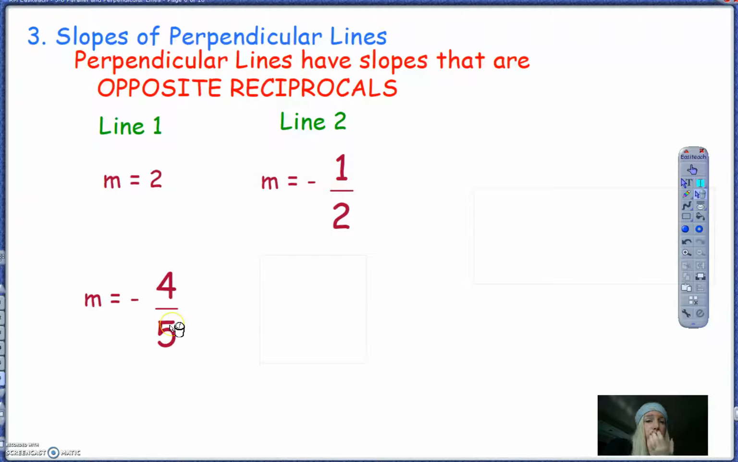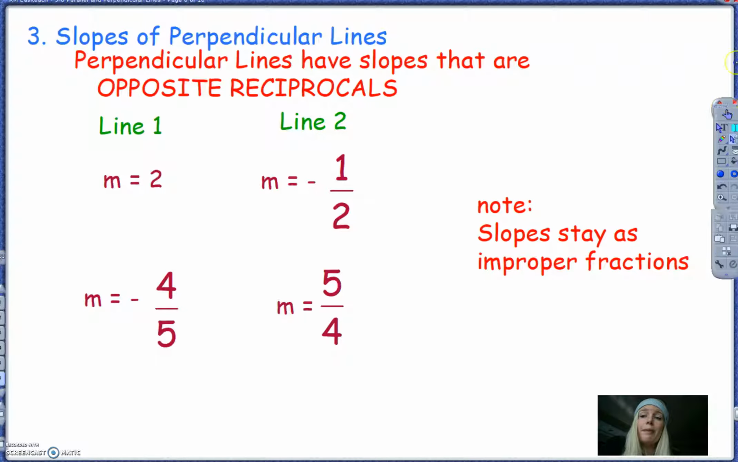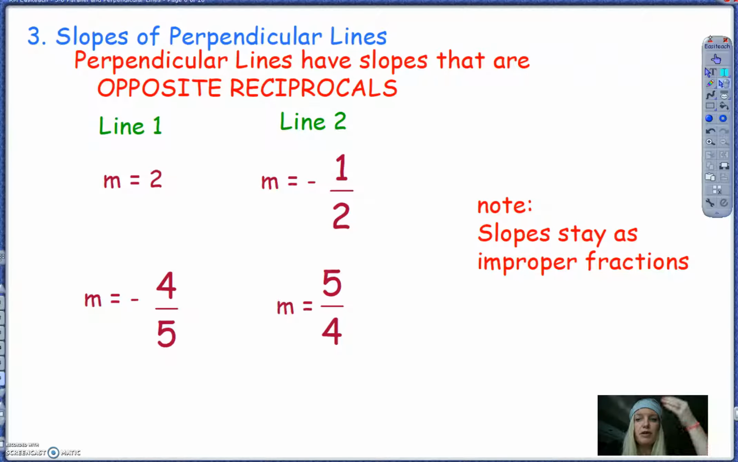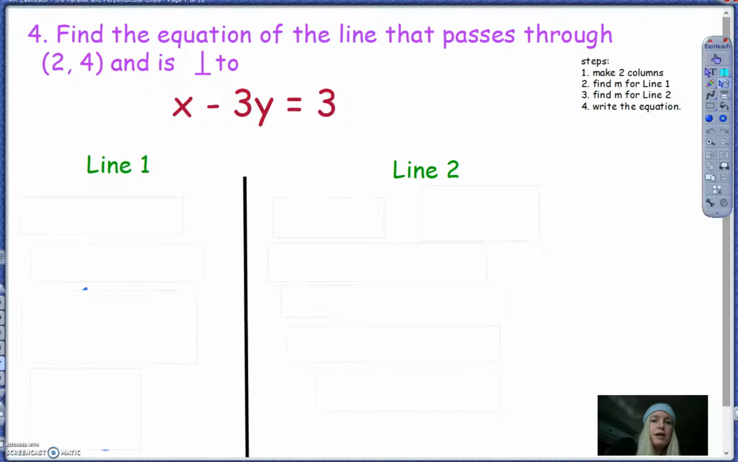If I gave you a slope of -4/5, you take the opposite of negative, it becomes positive 4/5, and you flip it, so it becomes 5/4. Please remember or note that slopes are staying as improper fractions, because we always want to know our rise over our run. Okay. So now let's try some examples of these.